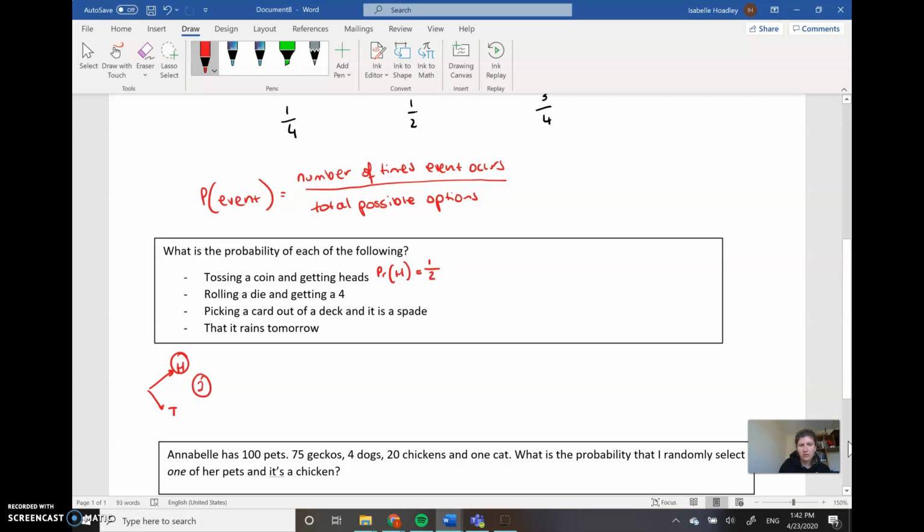Right. Rolling a die and getting a 4. Well, if we're rolling a die, we have 1, 2, 3, 4, 5, 6 options. They're all the sides of our die. Okay, and getting a 4 is 1 out of those 6 things. So the probability of getting a 4 is 1 out of 6.